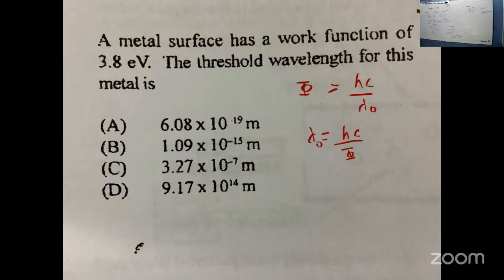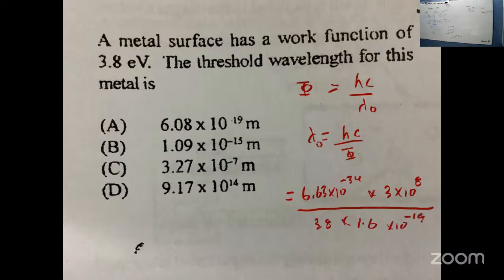Now we have to plug in h and c, right? h is how much? 6.63 by 10 to the minus 34. And c is the speed of light, 3 by 10 to the 8. And the work function is 3.8 by 1.6 by 10 to the minus 19. This is the work function.